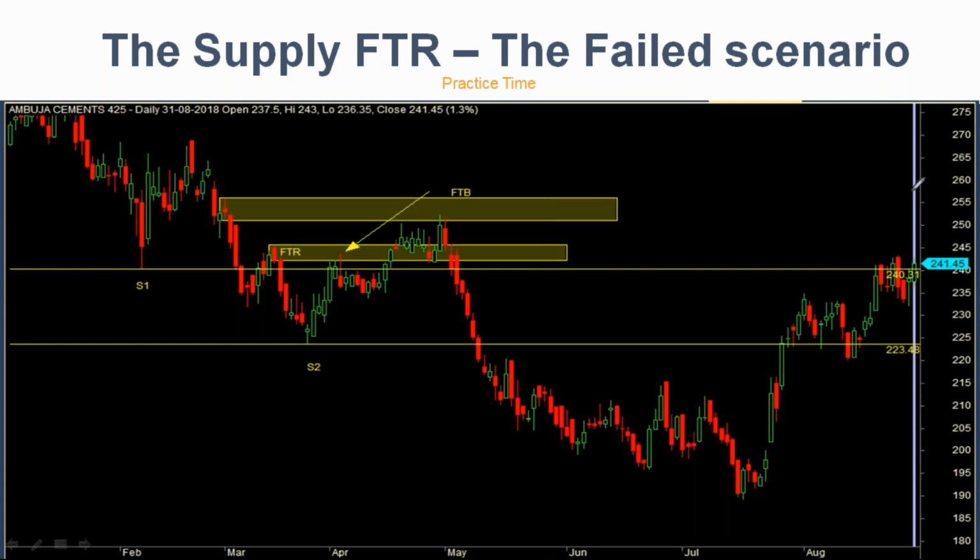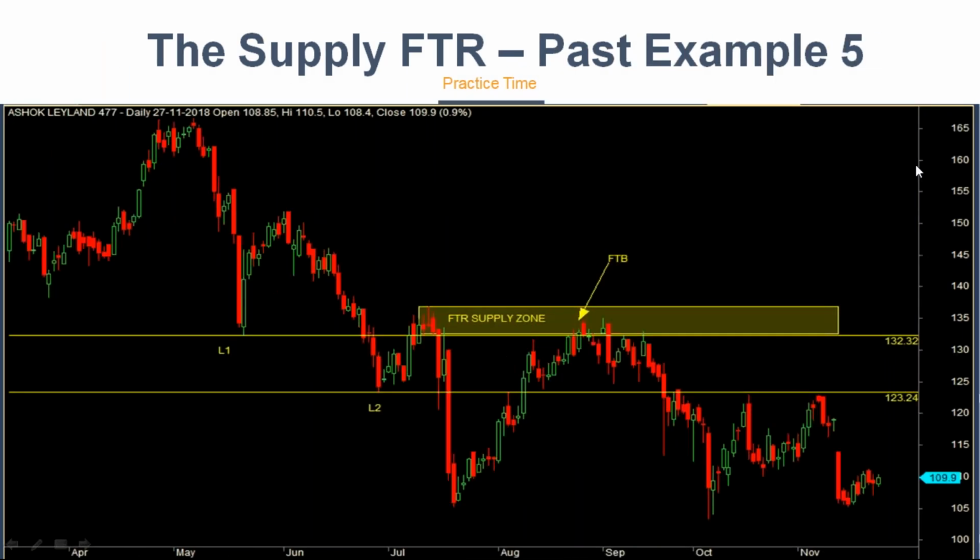Okay. Anyway, let's come back. Another supply FTR. So low one broken, rule number 3. Low 2 formed, rule number 4. Base formed, rule number 5. The low 2 is also broken. Finally, price went to the FTB and reacted.